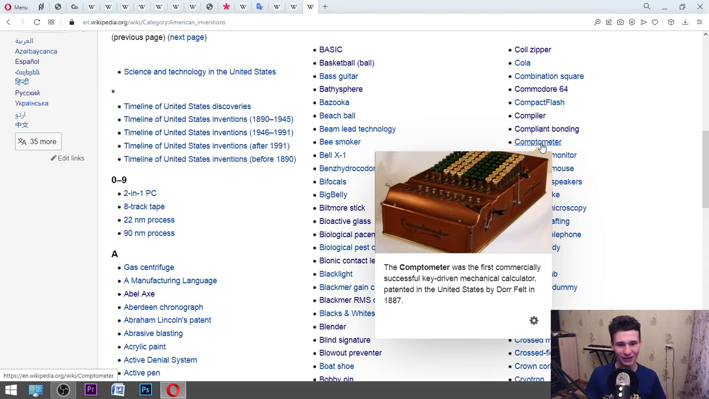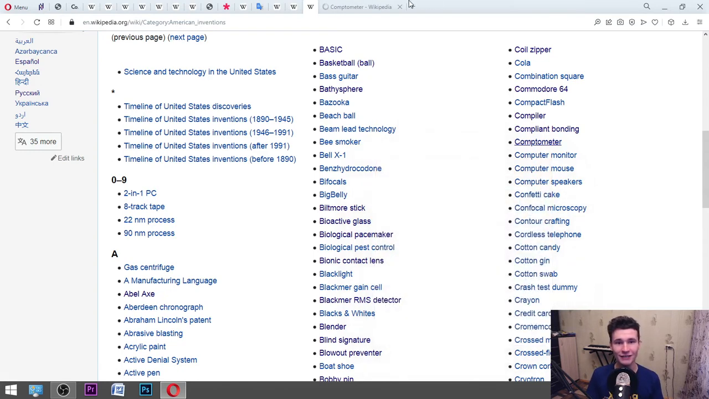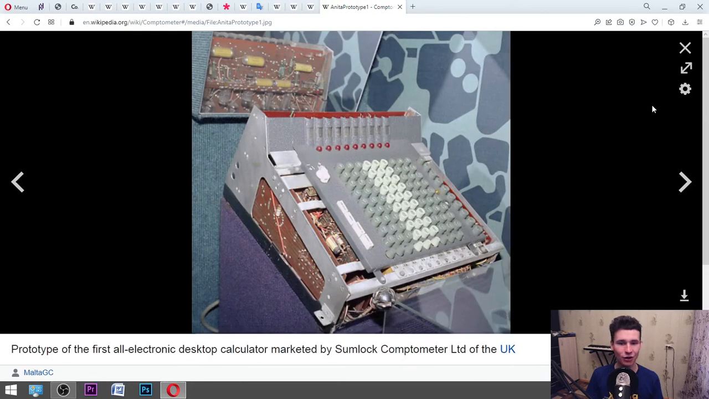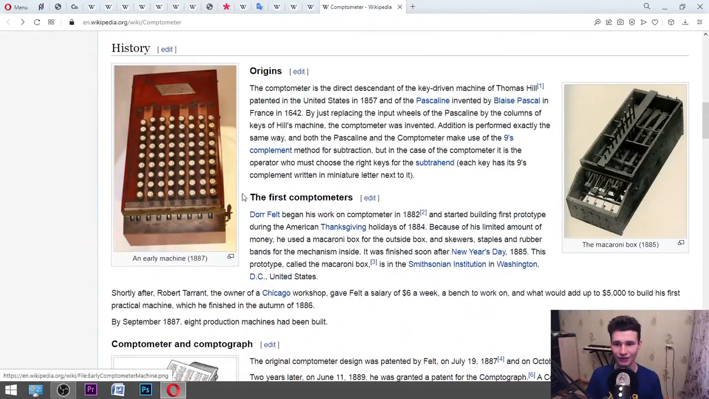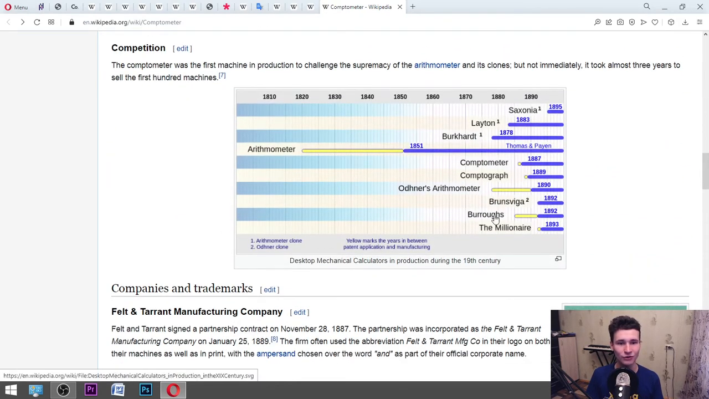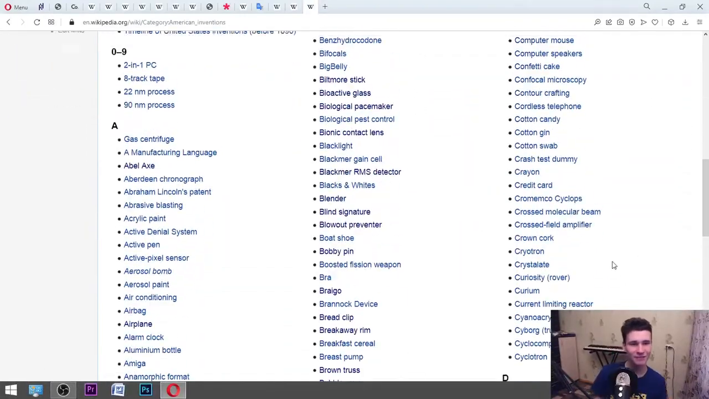Comptometer. It is for the computations. It is like computer, comptometer. The comptometer was the first commercially successful key-driven mechanical calculator, patented in the United States by Dorr Felt in 1887. Wow, it is here, and look at this, the all electronic desktop calculator. Wow, good, and some of the things here and numbers, and comptograph, yes, from the computation, comptograph, arithmometer, Brunsviga, Burroughs, the Millionaire, also Leighton, Burkhardt, Saxonia, Leighton, arithmometer, and sometimes we have timelines and different comparisons with things and the states for it.